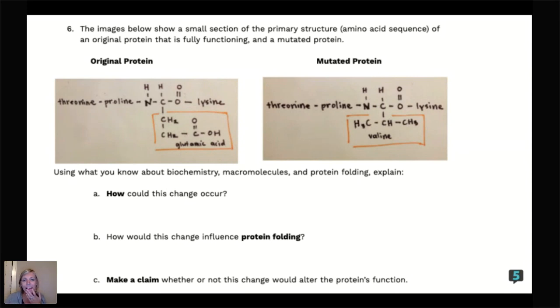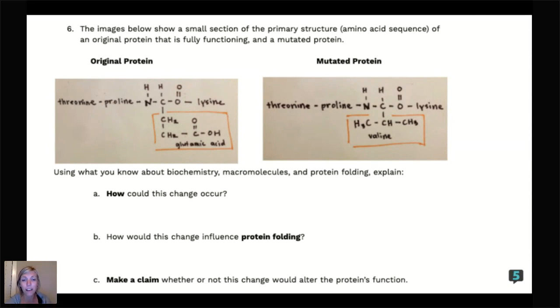Yeah, I can go over part A, sure. What this question is showing is just a snapshot of a protein, just 4 amino acids. The original protein has threonine, proline, glutamic acid, and lysine. I have glutamic acid written out with all my carbons and hydrogens so that you can see its structure, because you don't have them memorized. We don't know off the top of our heads that proline is hydrophobic or whatever, right? So that's why I wrote out just that section. Our original protein has these 4 amino acids.